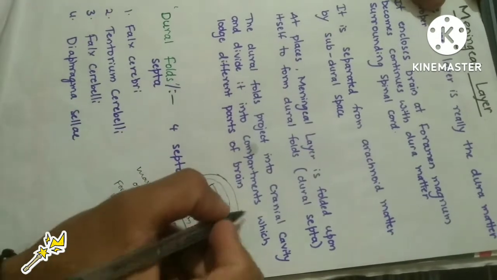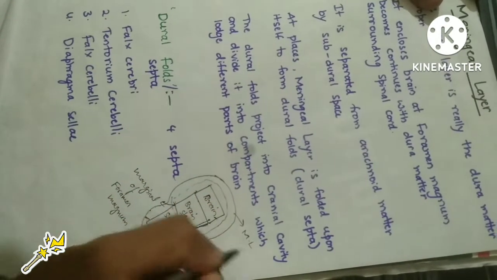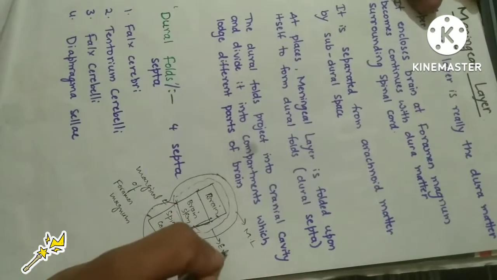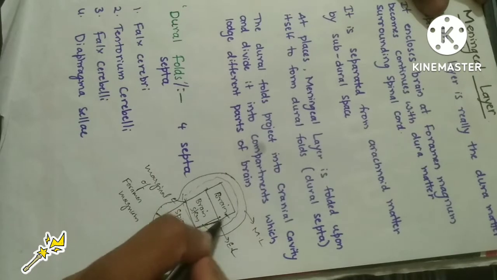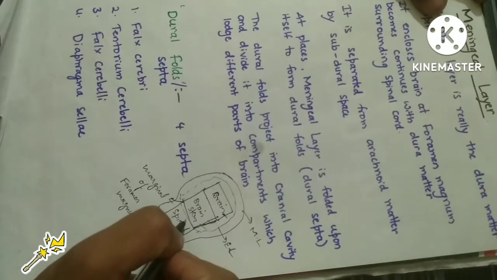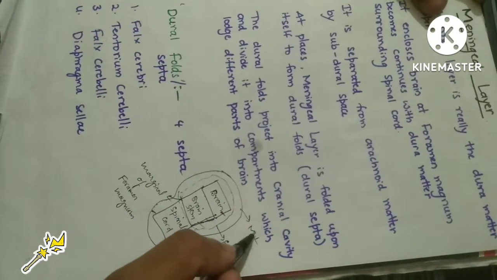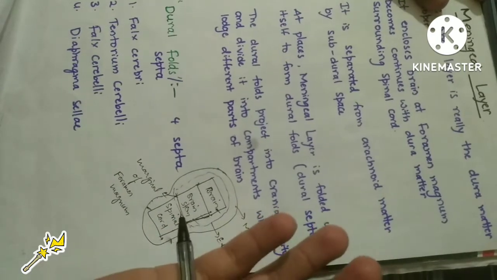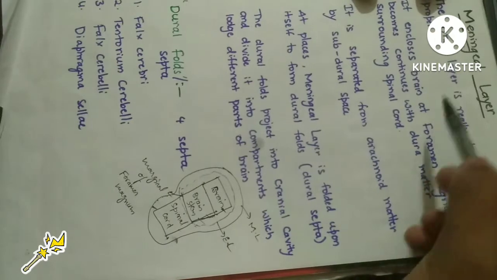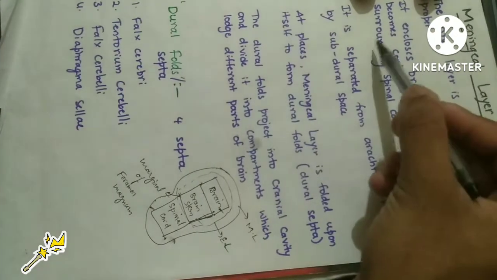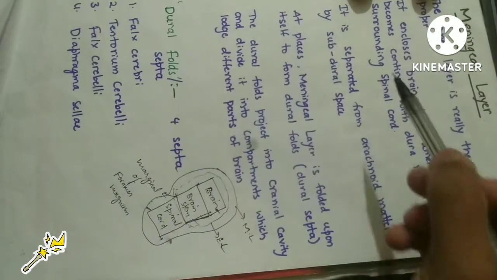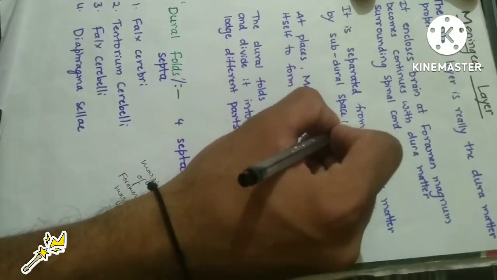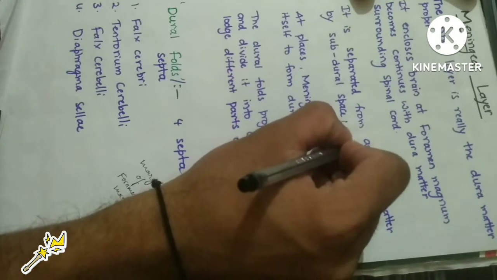So this is the meningeal layer, whereas this is the endosteal layer. The endosteal layer covers only up to the margins of the foramen magnum, whereas the meningeal layer covers the brainstem and the spinal cord. Now this inner meningeal layer is separated from the arachnoid mater by the subdural space, which is the space present between the dura and the arachnoid mater.